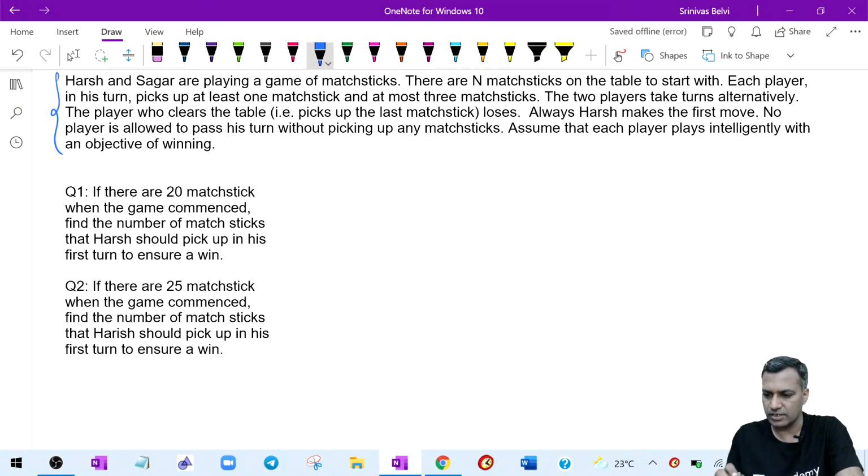If you want to understand what has changed, the player who clears the table loses. This is the change. The rest are the same. Answer it. The player who clears the table loses. Earlier it was wins. Now it's loses.